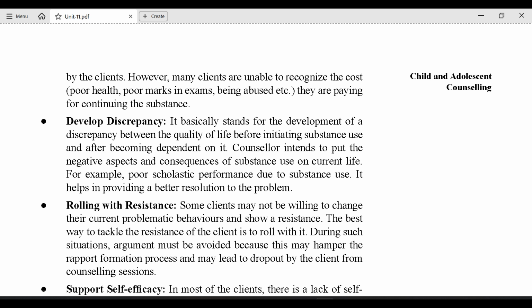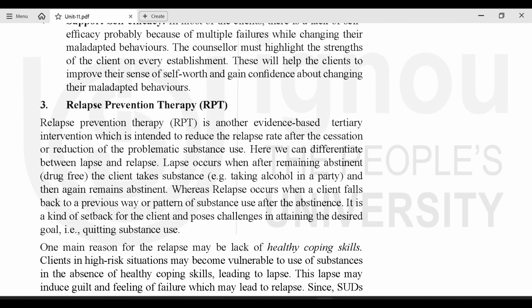Support self-efficacy. In most of the clients, there is a lack of self-efficacy, probably because of multiple failures while changing their maladaptive behaviors. The counselor must highlight the strengths of the client on every occasion. These will help the clients to improve their sense of self-worth and gain confidence about changing their maladaptive behaviors.